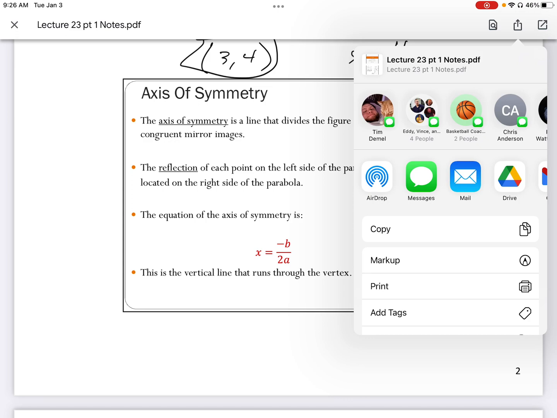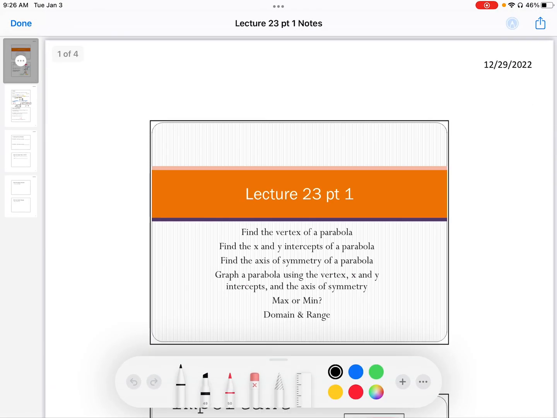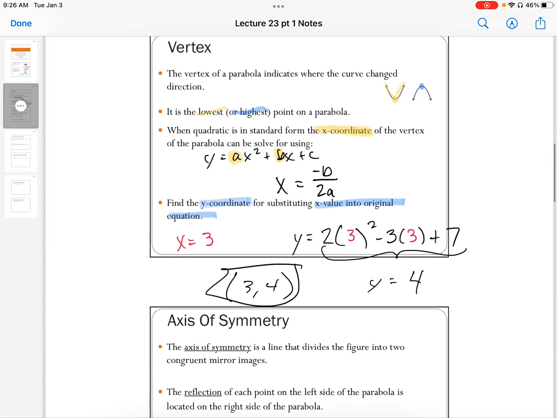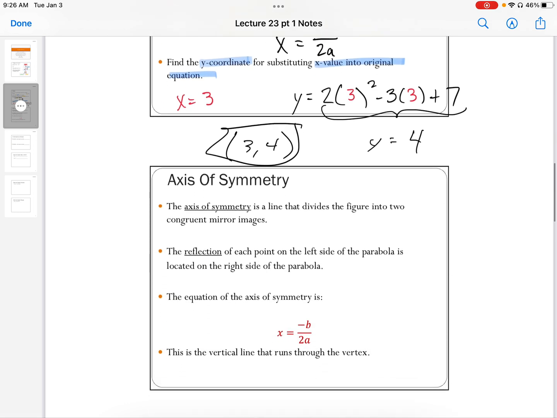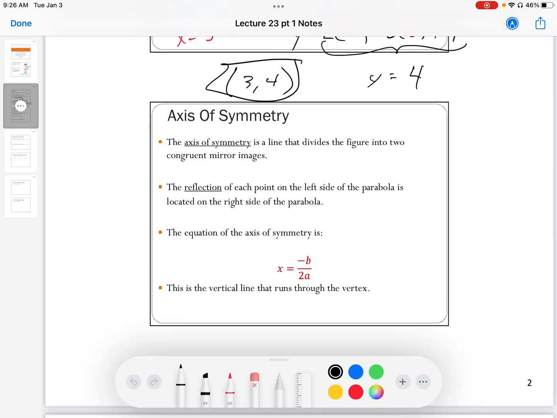Now that should look familiar, because that is the exact same formula that we used on our vertex. So basically we've already found our axis of symmetry. Our axis of symmetry is going to be x equals, and that is important, you have to have the x equals there, the x coordinate of your vertex. X equals the x coordinate of your vertex.